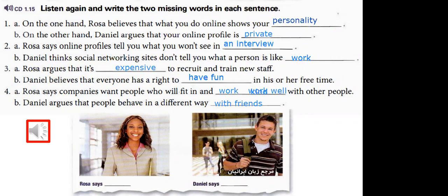Well, I can see that. On the one hand, you don't want to employ difficult people. But on the other hand, people change at work and behave in a different way with friends. So while the internet may show you one side of a person, you really need to see what a candidate is like in person before you can decide.